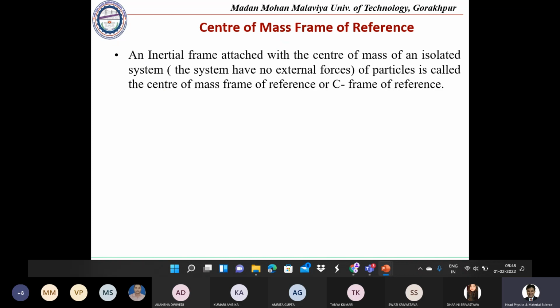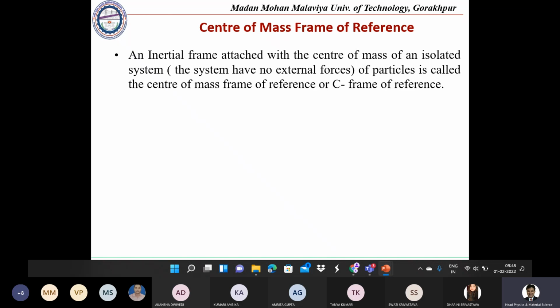I will also try to solve some numerical problems related to that, so that I can conceptualize the relation between the center of mass frame of reference and the laboratory frame of reference system. Anyway, here just a brief idea of the same. An inertial frame attached with the center of mass of an isolated system, where the system has no external forces on a particle, is called the center of mass frame of reference or C frame of reference.